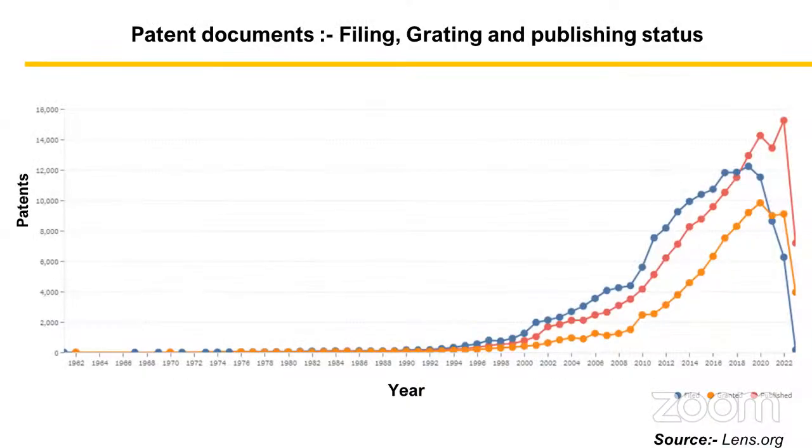After that, what is the filing, granting, or publication status? As we know, in 1962 there was no filing, and in 2018 to 2020 the filing sharply increased, or we can say the filing increased from 2002 to 2020 for the lithium ion battery. So we gather all this information from patent searching.